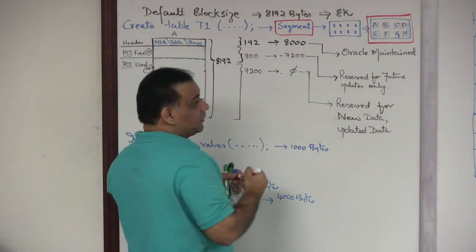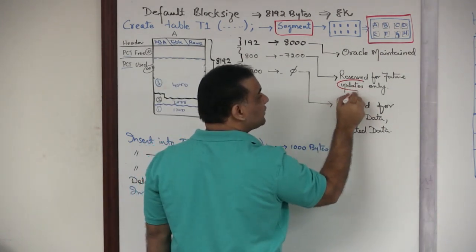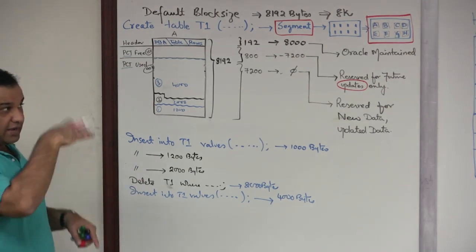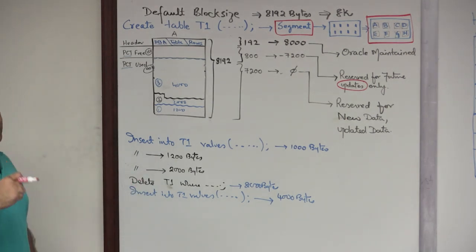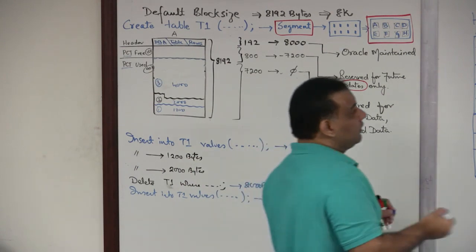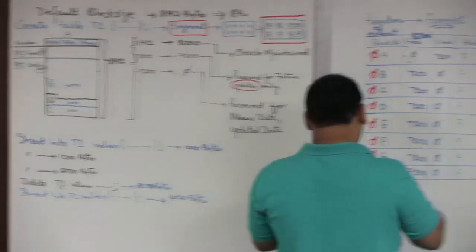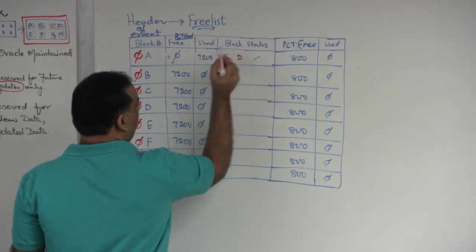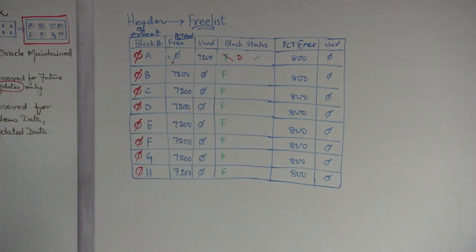Because it is reserved for updates only. Future only. So if I'm using any update command, then I can use this, but inserting a new row, you cannot do that. So at this point, it will say, no, I'm no longer available, so I'm going to change the status to dirty block. It means I'm no longer available. The block status has been dirtied, so I cannot use it. It's all full. All right, fine.